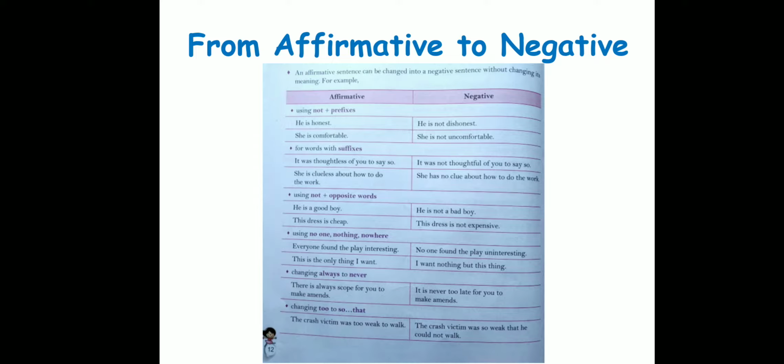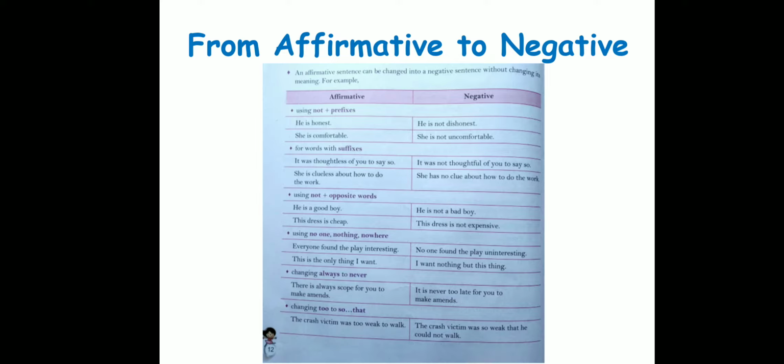So exactly like that, it is never too late for you to make amends. That means you can always make correction. You can always do the right thing. It is never too late. You always have time. You always have opportunity to do that. See, over here I have used the word never to make it a negative sentence. However, the meaning of the sentence stays the same.